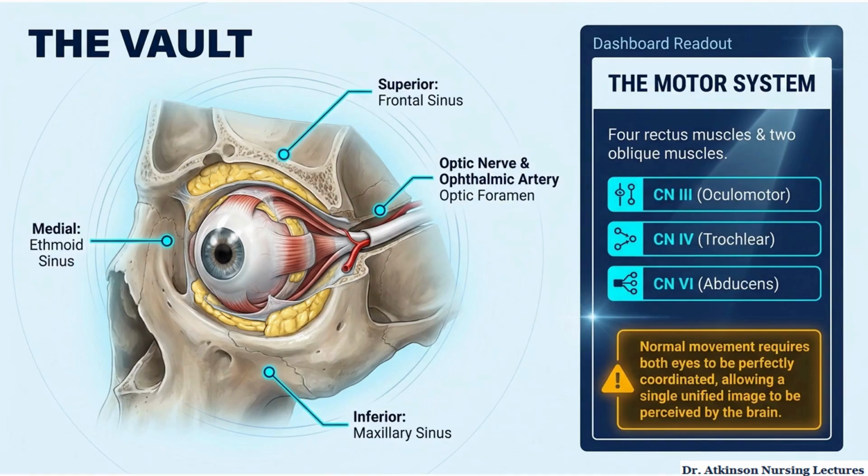Eye movement is controlled by 4 rectus muscles and 2 oblique muscles. These muscles are innervated by cranial nerves 3, 4, and 6. Coordinated movement of both eyes is necessary for the brain to perceive a single unified image.